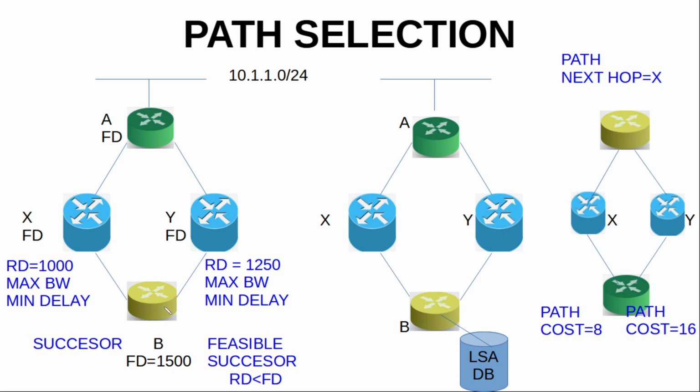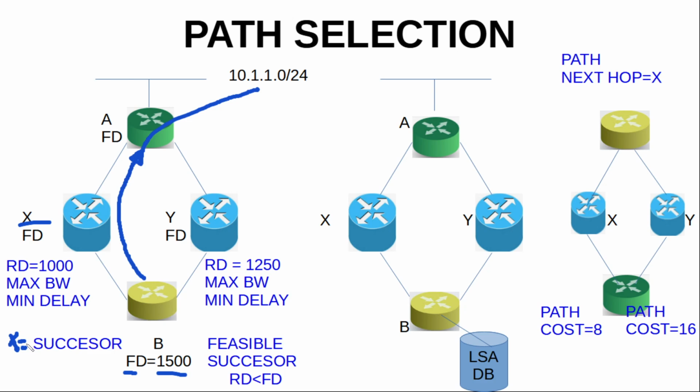For instance, let's say that we have this path that is the best path to reach this destination, and for that path we have calculated that the metric, which is the best metric or the lowest metric, is going to be called the feasible distance, and happens to be 1500. Now the router that allows the yellow router to reach this destination for the best path is router X. So we are going to call router X the successor, in EIGRP terminology.